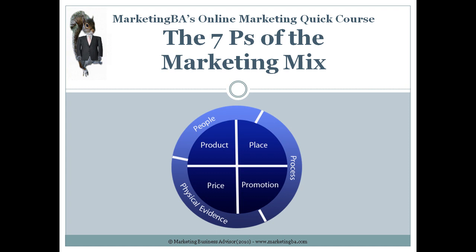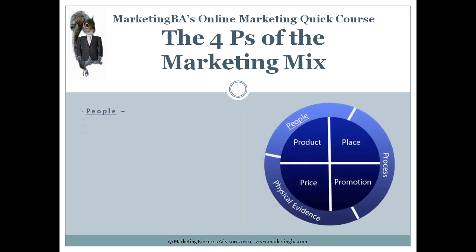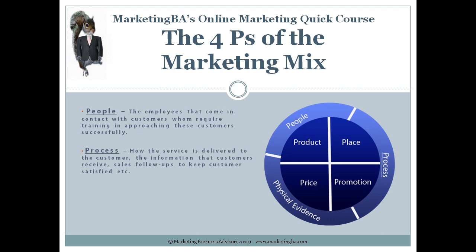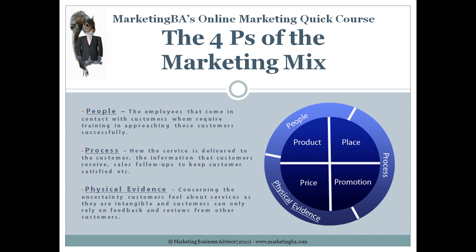On the Chartered Institute of Marketing's website, you'll find 3 additional Ps in the marketing mix, which is referred to as the 7 Ps. This is an extended form of the marketing mix. The 3 additional Ps are people, the employees that come in contact with customers who require training in approaching these customers successfully; process, how the service is delivered to the customer, the information that customers receive, sales follow-ups to keep customers satisfied, etc.; and physical evidence, concerning the uncertainty customers feel about services as they're intangible and customers can only rely on feedback and reviews from other customers.